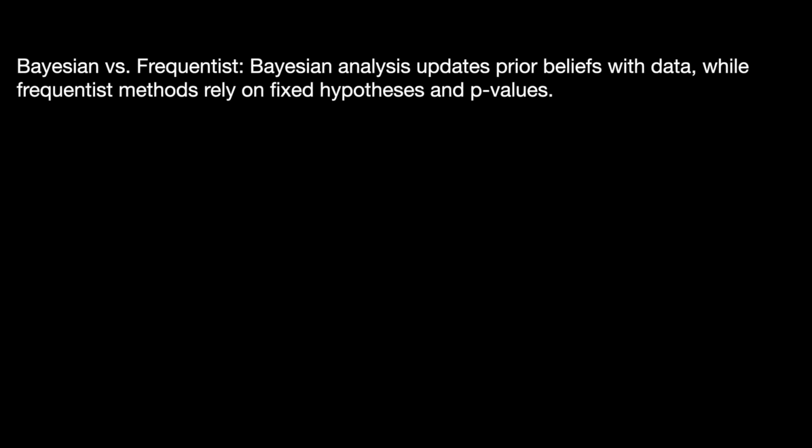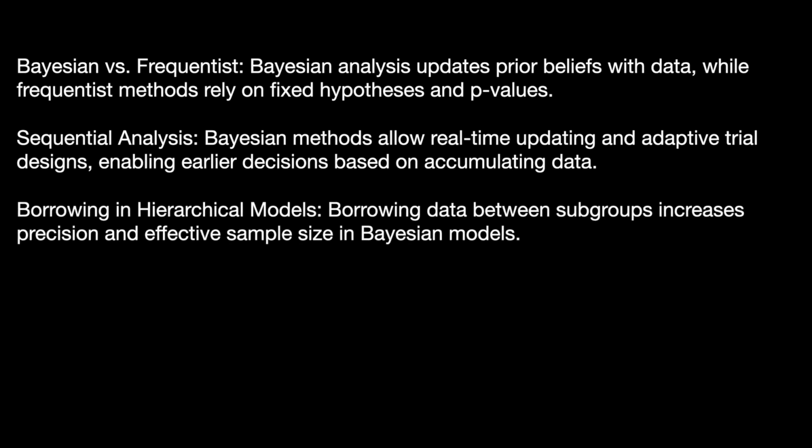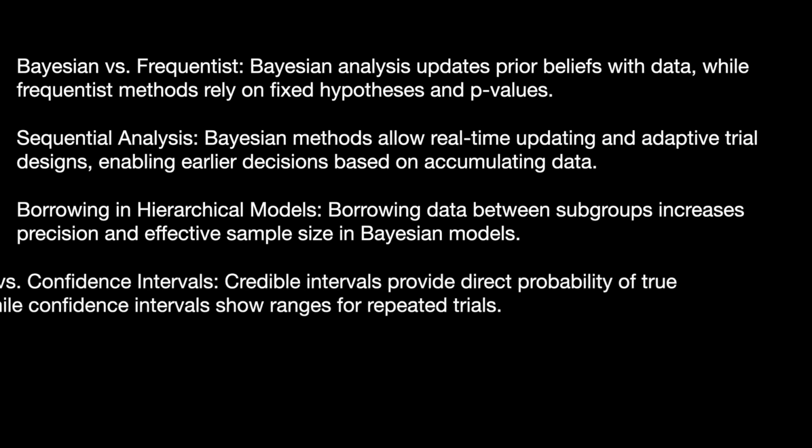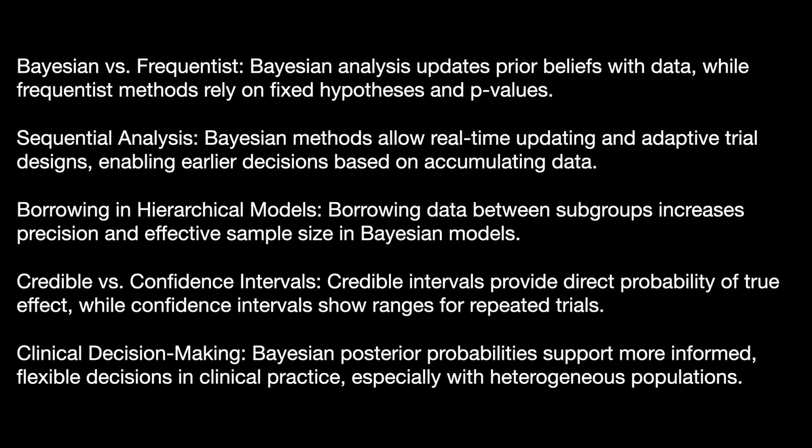So the take home message is: Bayesian analysis updates prior beliefs with data, while frequentists rely on fixed hypotheses and p-values. Bayesian methods allow real-time updating and adapting of trial design, enabling earlier decisions based on accumulated data. Borrowing data between subgroups increases precision and effective sample size in Bayesian models. A credible interval provides the direct probability of the true effect, while a confidence interval just shows the range for repeated trials. And finally, Bayesian posterior probability supports more informed, flexible decision making in clinical practice, especially with heterogeneous populations.